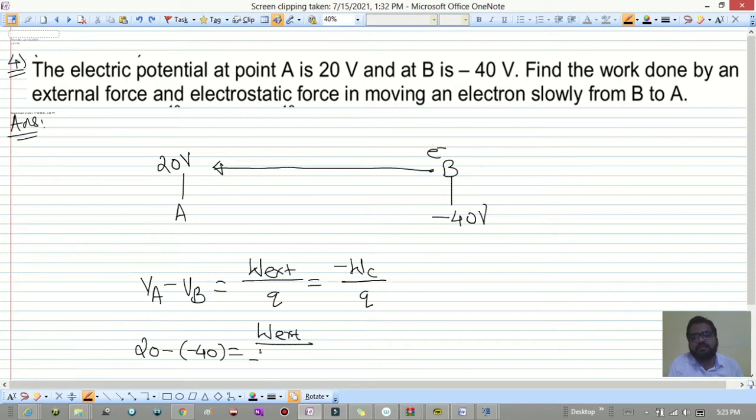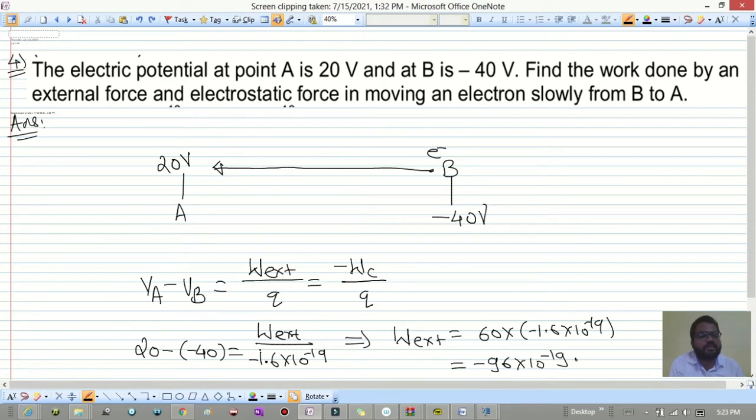It is minus 1.6 into 10 to the power minus 19. So from this, if you just calculate, you will get work done by external, and that is equal to 60 into minus 1.6 into 10 to the power minus 19, which is equal to minus 96 into 10 to the power minus 19 joule.